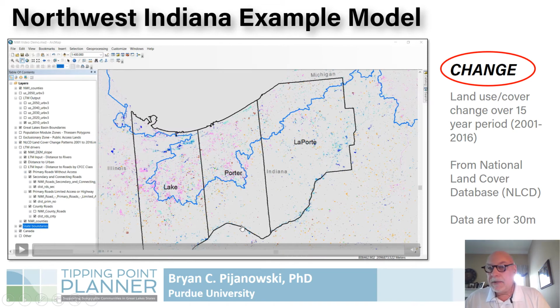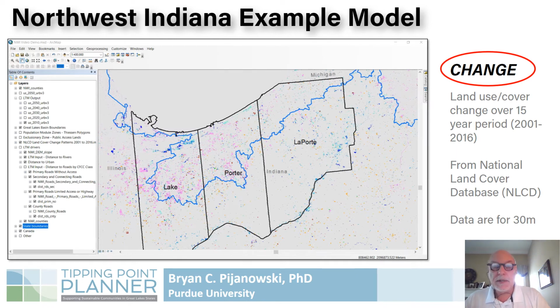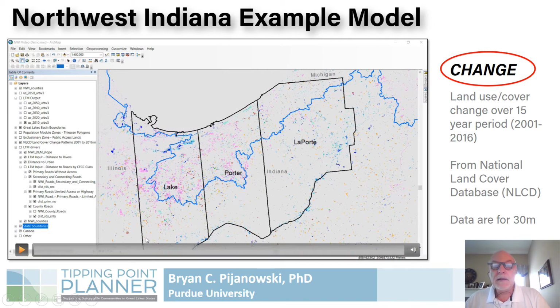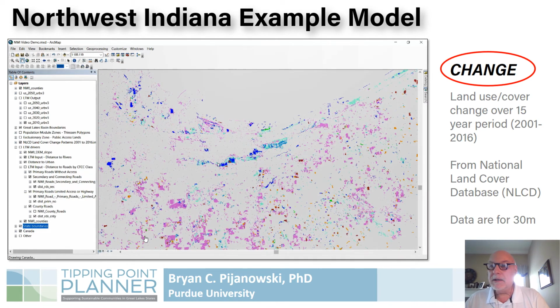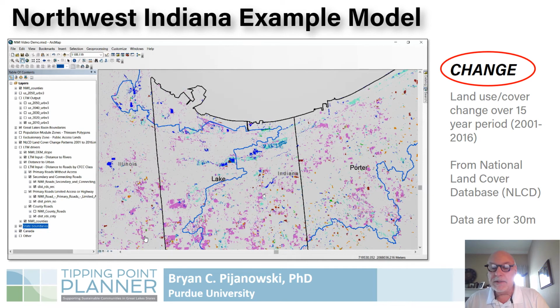The change maps can be from a variety of sources. We normally use the National Land Cover Database. This is a 30-meter database developed from NASA's satellite remote sensors platforms. This is showing, in northwest Indiana, land use cover change for a 15-year period between 2001 and 2016.